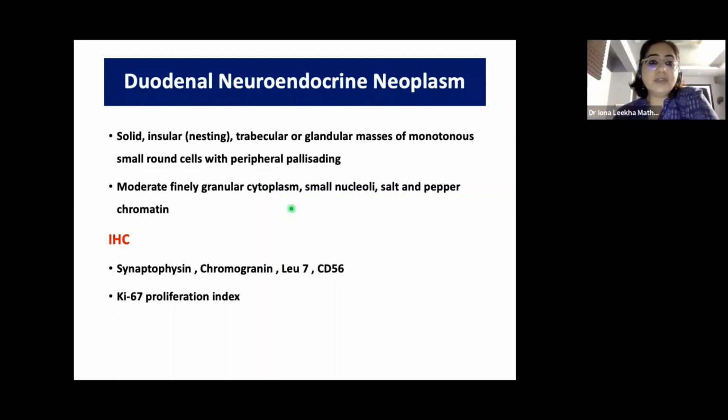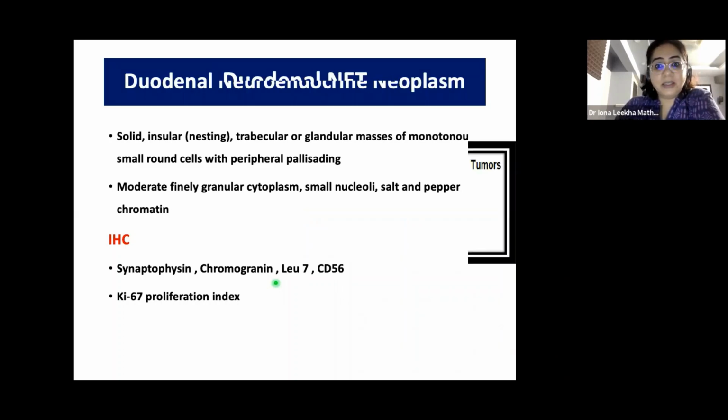This tumor usually has solid, insular, nesting, trabecular or glandular masses of monotonous small round cells with or without peripheral palisading. The cytoplasm is moderately granular and it has small nucleoli and salt and pepper chromatin. If we do IHC, these neuroendocrine cells will be positive for synaptophysin, chromogranin, Leu7 and CD56, and we have to do a Ki67 proliferation index.